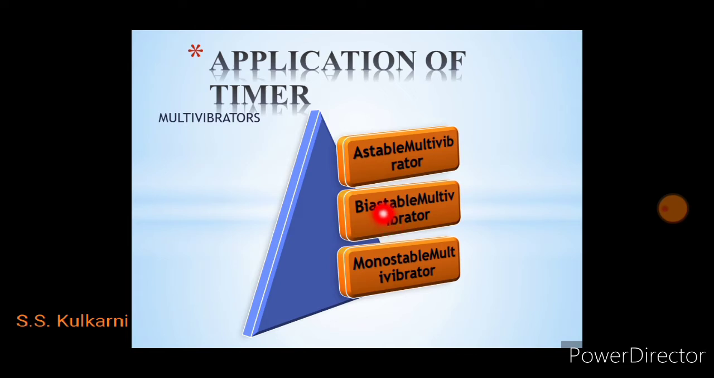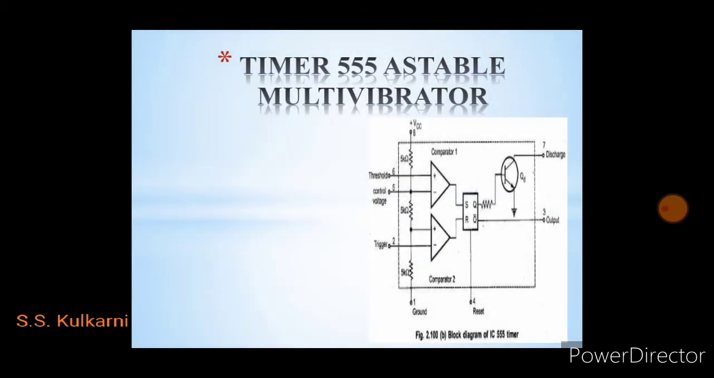A bistable multivibrator is a multivibrator circuit whose output has two stable states. Hence it is also known as a flip-flop or 1-bit memory. Let us talk about the monostable multivibrator. A monostable multivibrator is a multivibrator whose output has only one stable state. Hence it is also known as a one-shot multivibrator. Now let us start the applications with the first one, that is timer 555 as an astable multivibrator circuit.